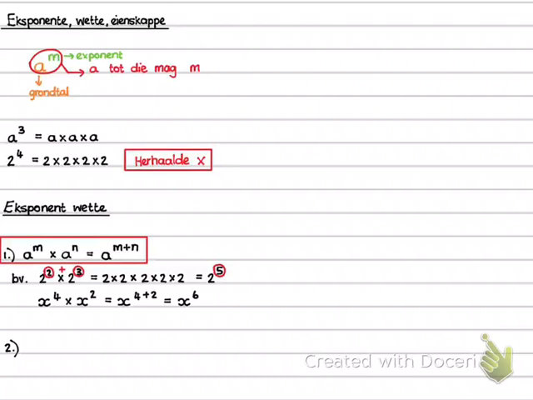It states that if I divide with the same base, then I'm going to subtract the exponents. So if I divide with the same base, I'm going to subtract the exponents.